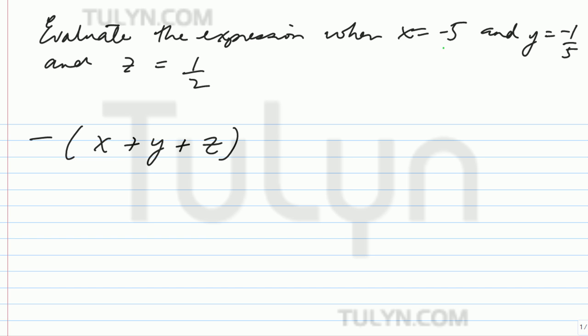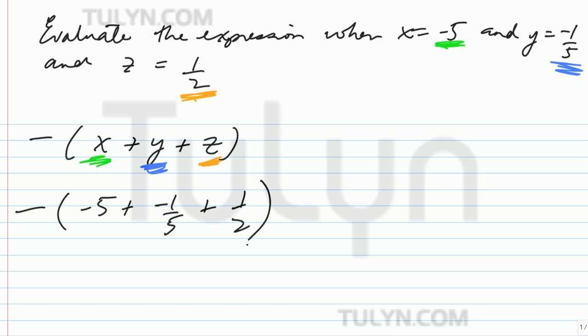So x will be replaced by that, y will be replaced by that, and z will be replaced by that. So let's just copy everything else around it. X is -5 plus -1/5 plus 1/2. I just went ahead and wherever I saw x, I replaced it by what x is equal to. When I saw y, I replaced it by what y is equal to. When I saw z, I just replaced it by what z is equal to.